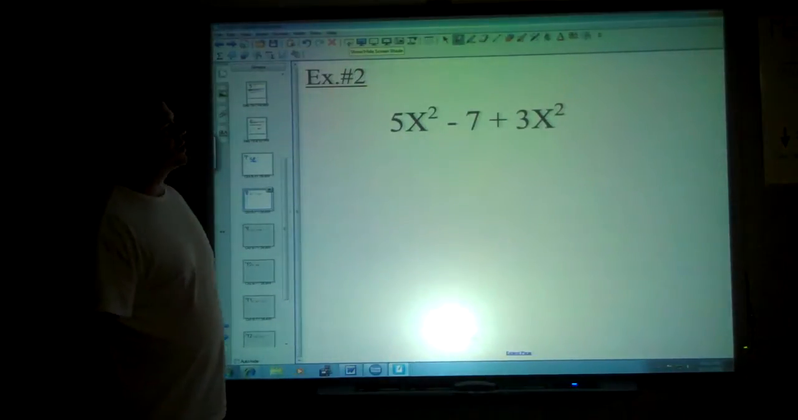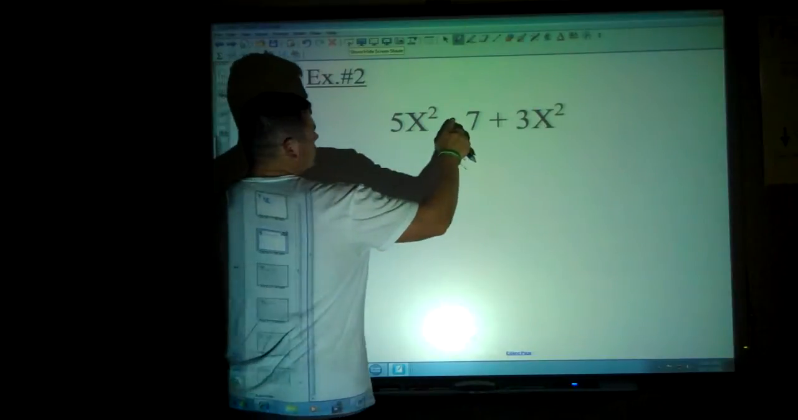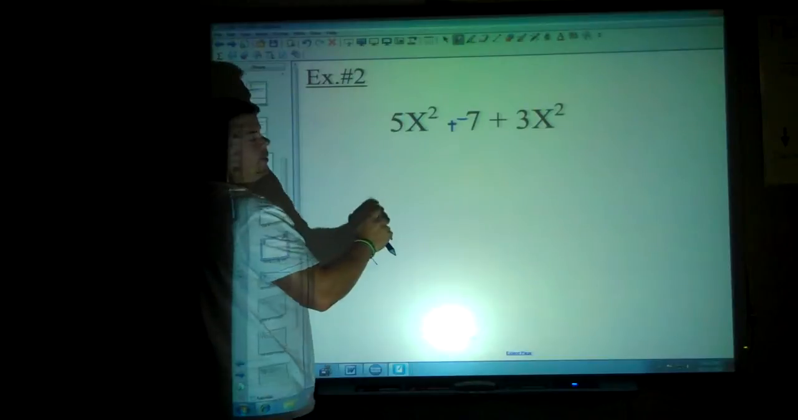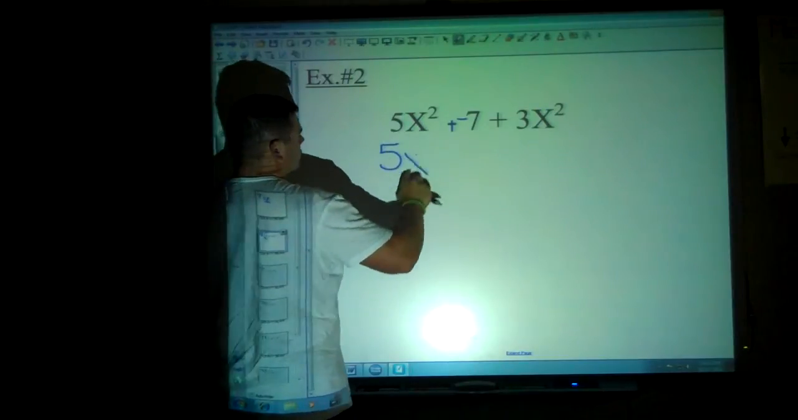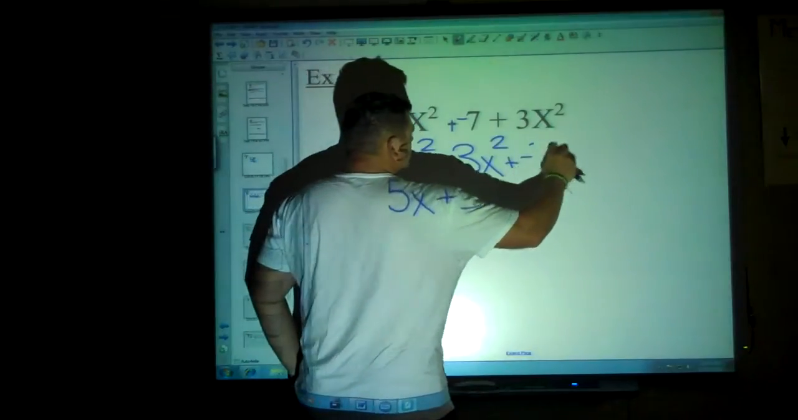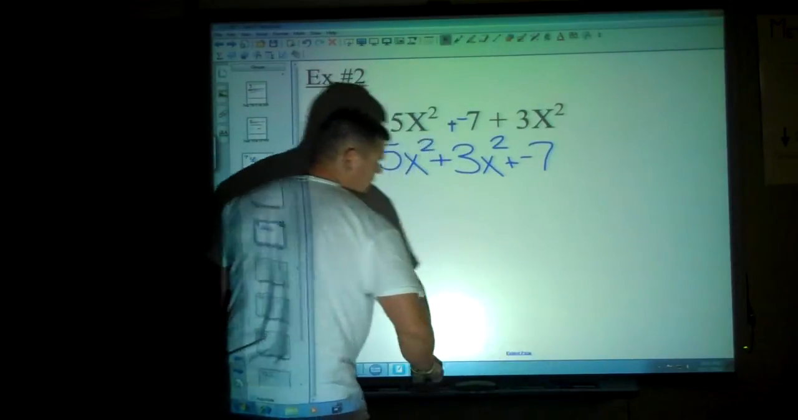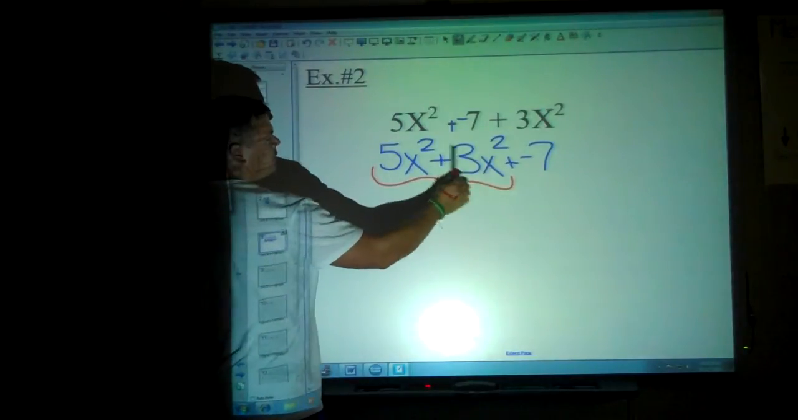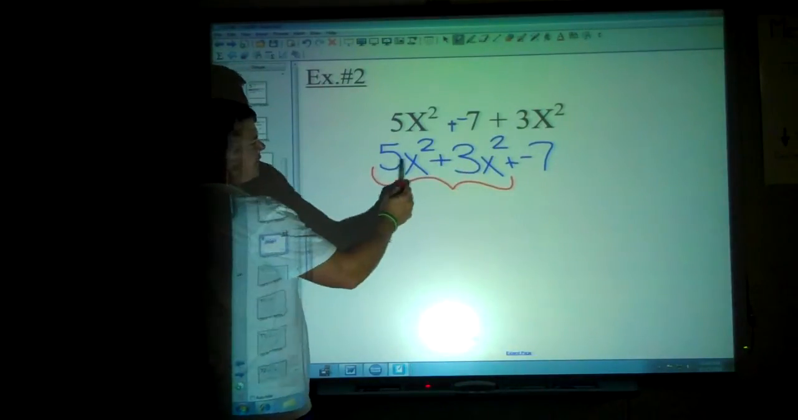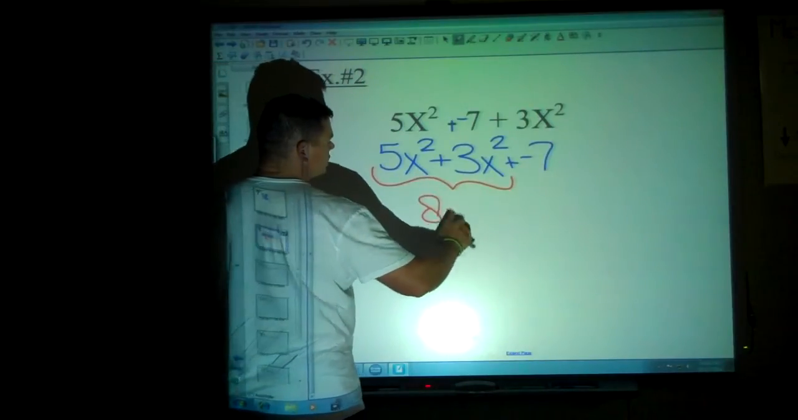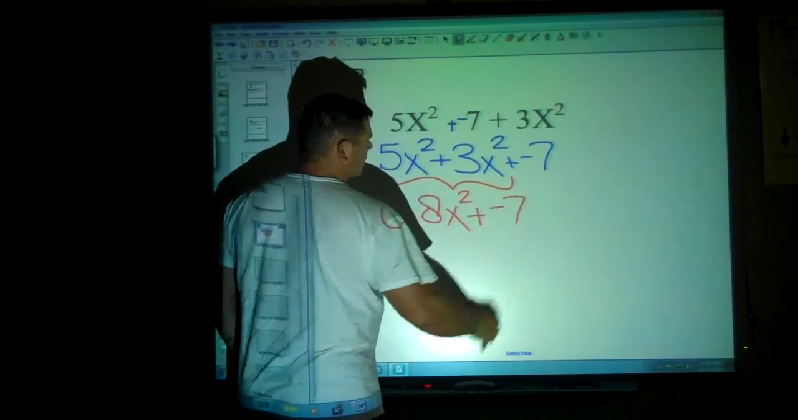5x squared minus 7 plus 3x squared. A quick adjustment to plus the opposite now allows us, because of the commutative property of addition, to say 5x squared plus 3x squared plus negative 7, which means these two are like parts. They have the same variable to the same exponent. 5 plus 3, you add the coefficients, gives us 8x squared plus negative 7.